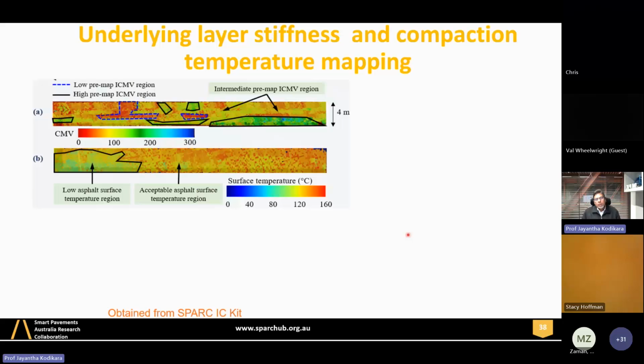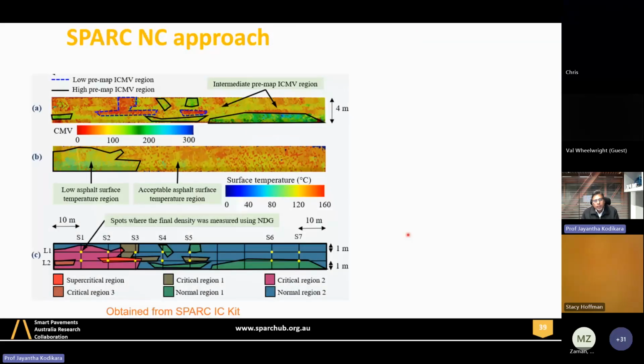We have also developed a technique for asphalt, because no correlations are possible. We have developed a technique called the Spark no-correlation approach, but unfortunately, I don't have time to go through it. It's based on pre-mapping the underlying support, and also looking at the temperature profile, thereby identifying critical zones to test before you pass, rather than randomly selecting places to test for ground truth density. You can use a nuclear densimeter and so on.